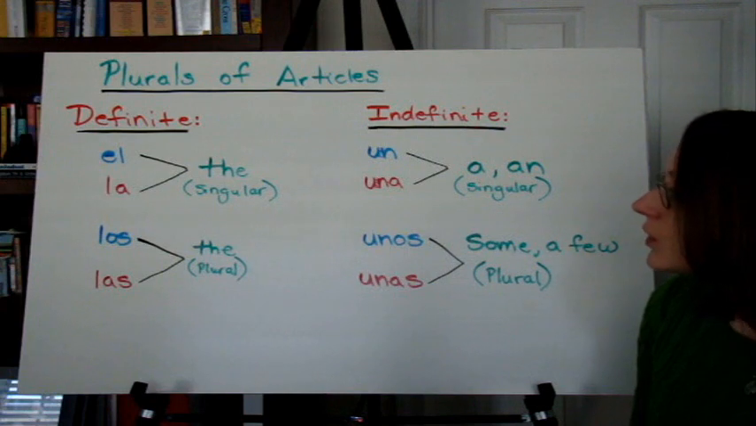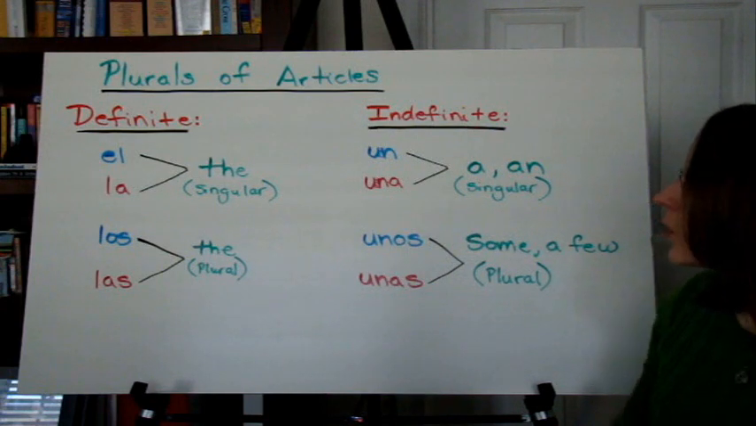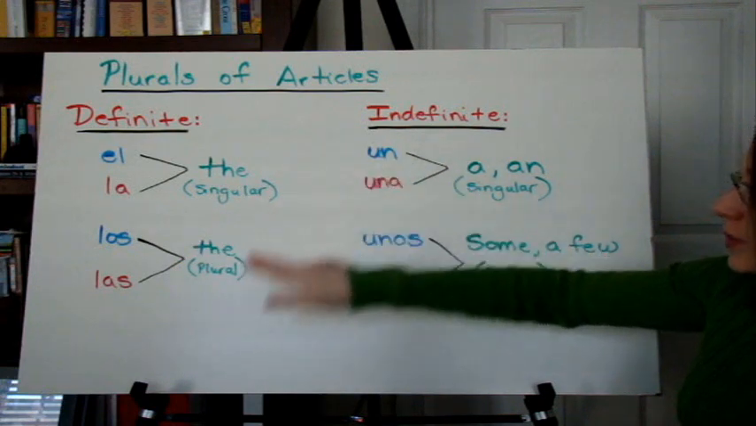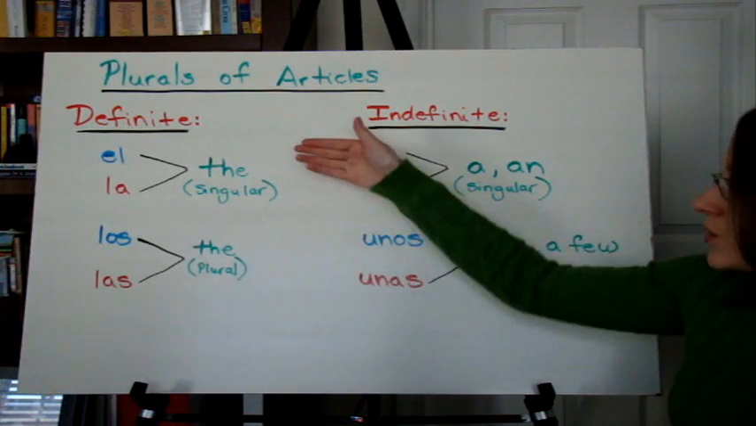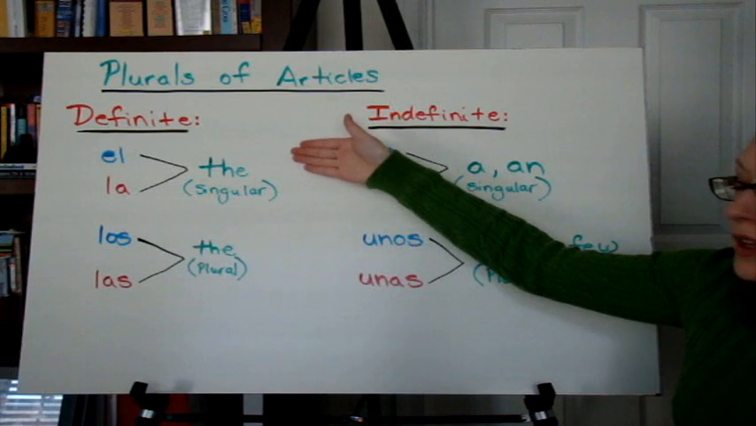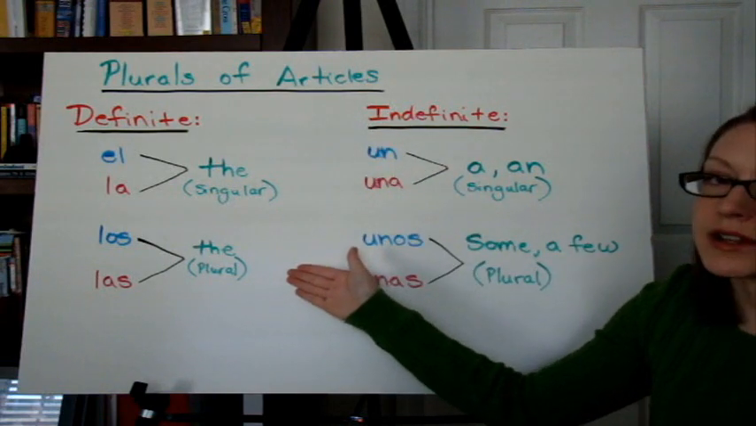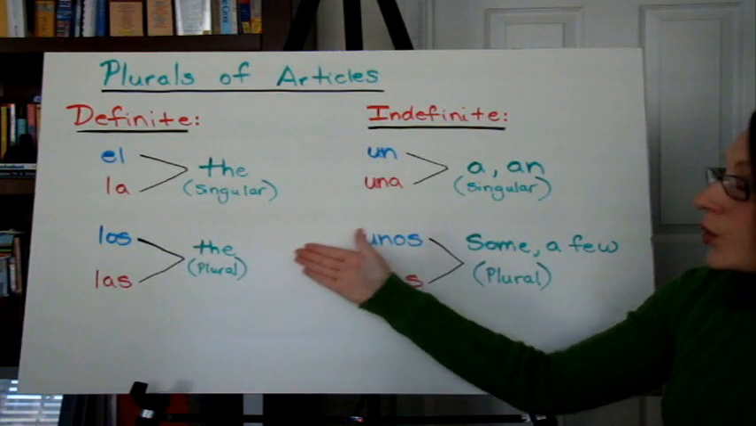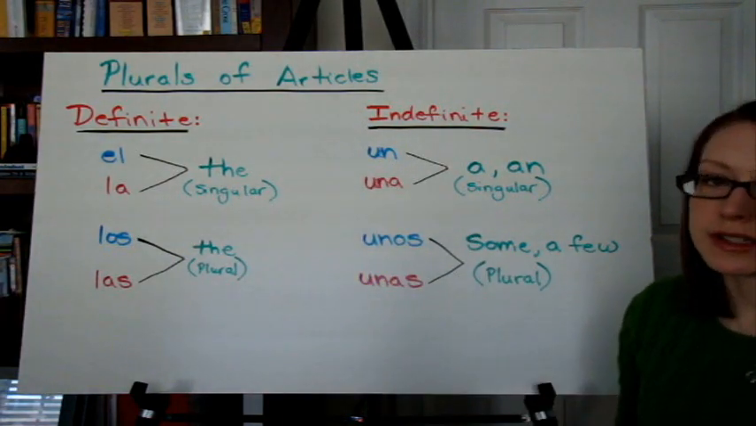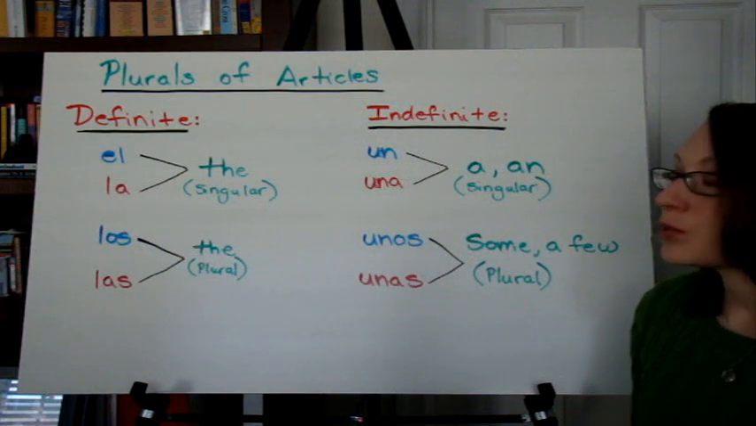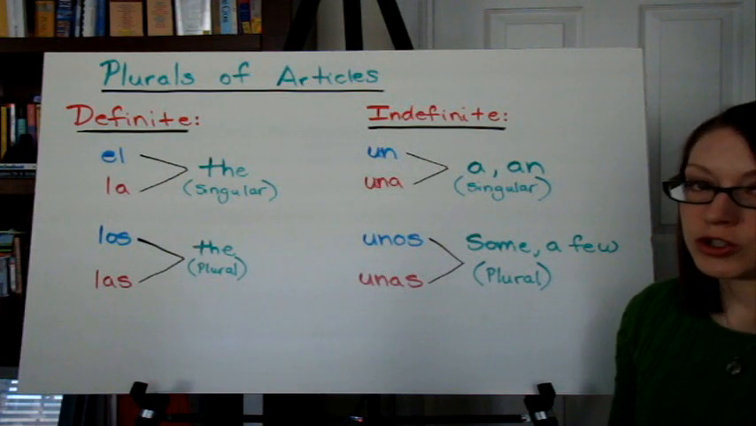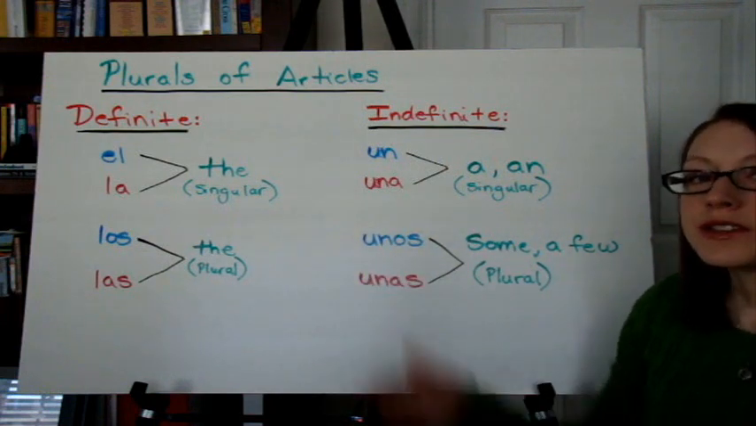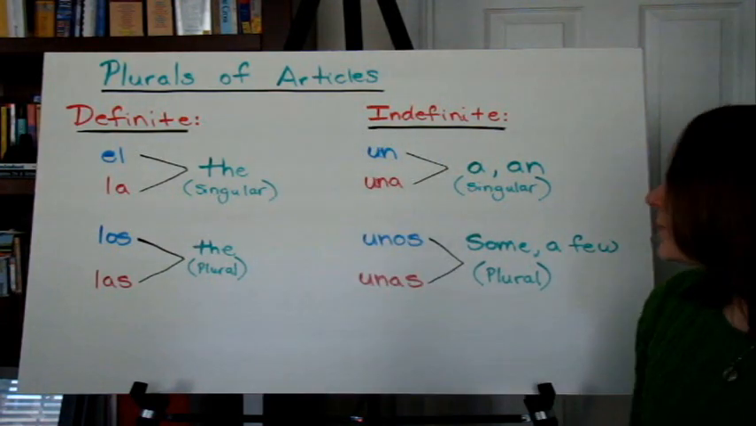Now, you will need to know how to make these plural. So el is going to become los, la is going to become las. So these mean the same thing. All of these, el, la, los, las, all mean the, but these are singular, these are plural. So when we're going to put all this together at the end of this lesson, if it is a plural noun, we should know that it is preceded by an article. So you're going to have to make the singular article also plural.